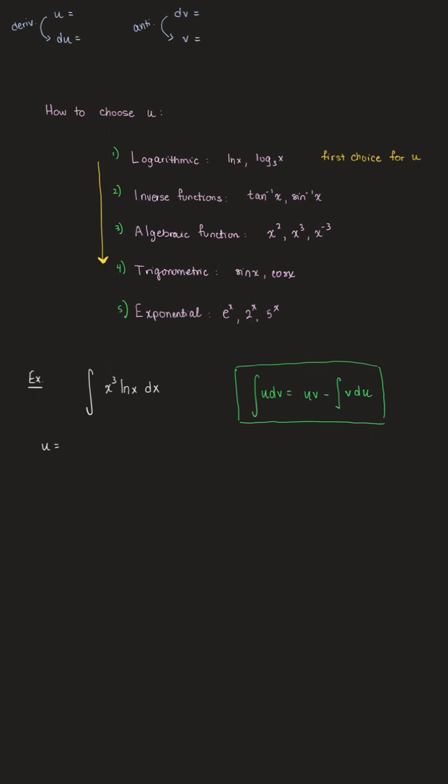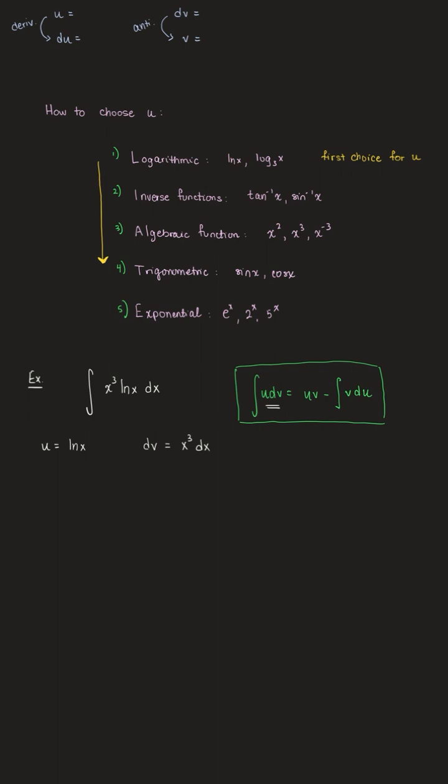The first question to ask yourself is, do we have a logarithmic function? And the answer here is yes, we do. So that's our choice for u. So u will be the natural log of x. Whatever else is in the integrand will be our choice for dv. Remember that those are the two things on the left side that we have in our integral. So dv is going to be all of x cubed dx.